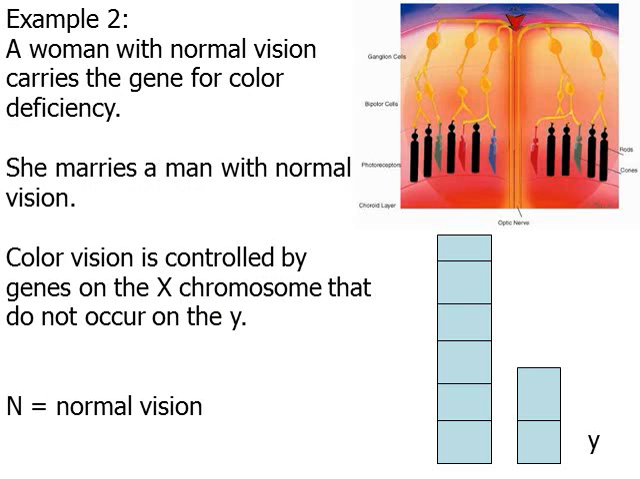I mentioned the concept of a carrier. So a woman has normal vision, but she carries the gene. What if she marries a man with totally normal vision? Well, if he has normal vision, then he has a normal gene for this trait. But the woman's a carrier. She's going to have dominant and recessive. So what is going to happen, I wonder, if they were to have children?